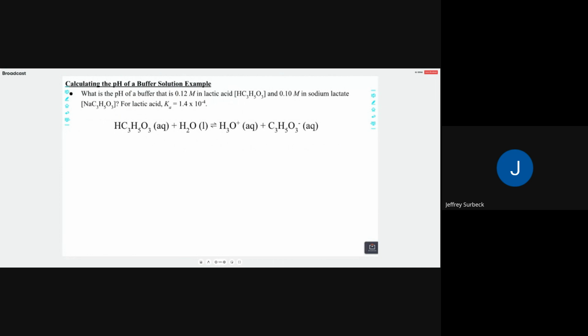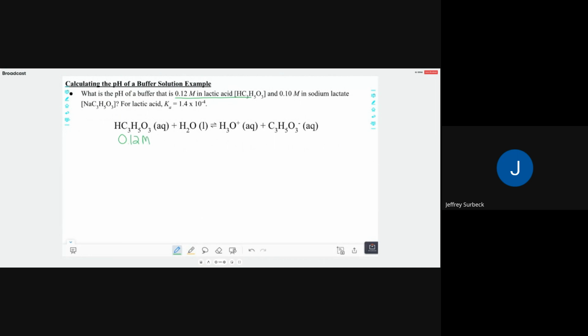Now, before I showed you all this, you'd say, hey, I've got to get my ICE chart. I've got to find out what's initial. I've got to figure out the change. But if we ask ourselves, is this a buffer? Think, do we have some weak acid and its conjugate base? We do. Initially here, we have 0.12 molar lactic acid. All right, 0.12 molar acid.